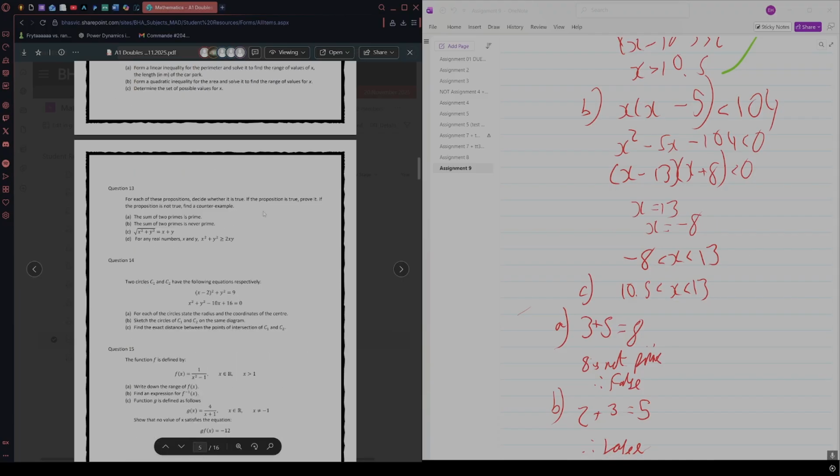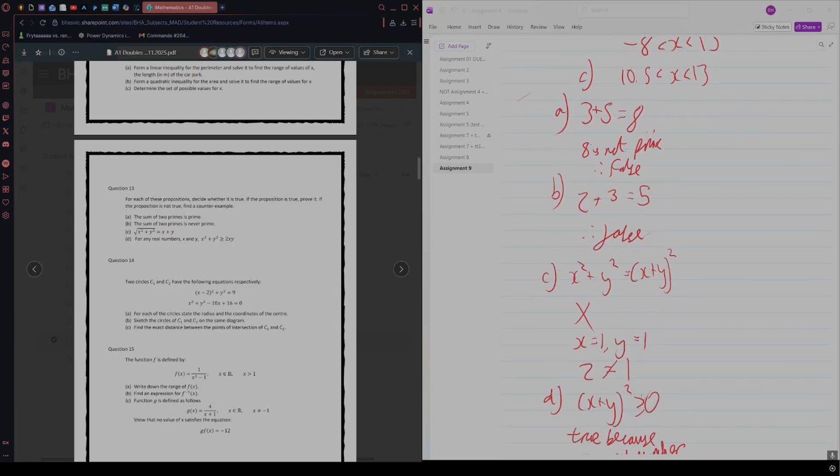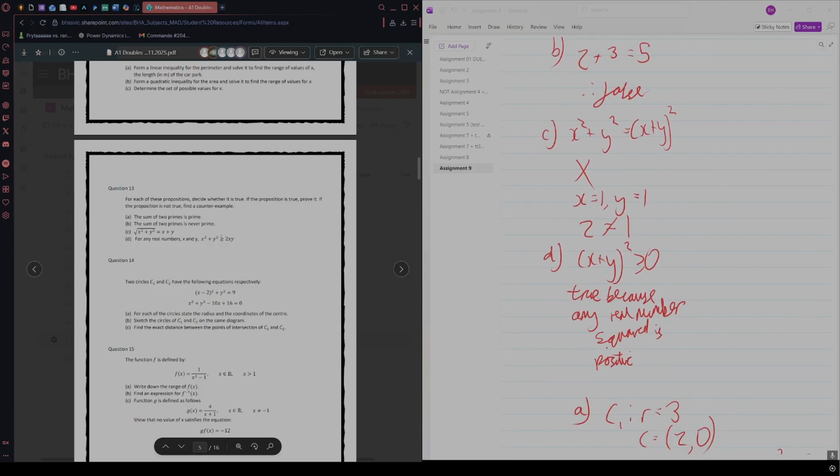Next question, just find a counterexample to these. Well, you have to prove it if it's true, which I think one of them is true. So here you can just find counterexamples. And then for part D, you just take away 2xy, factorize, and then say that any real square number is greater than or equal to 0. Therefore it's true. Any square number is positive, so it must be greater than or equal to 0, which means that this statement is true.